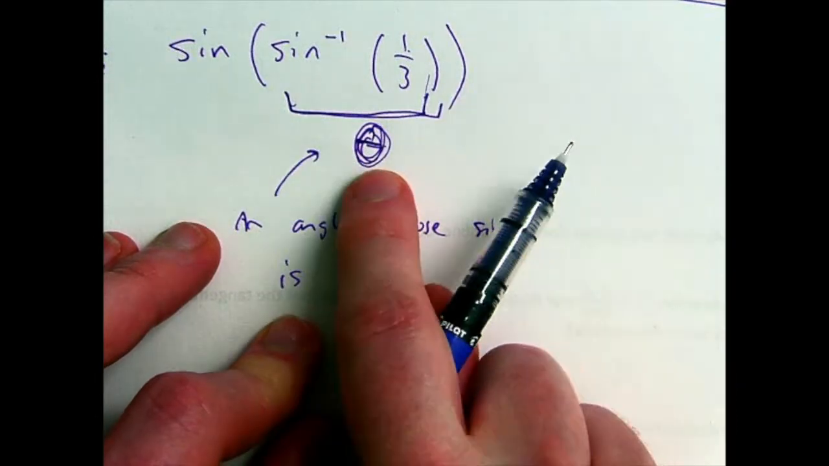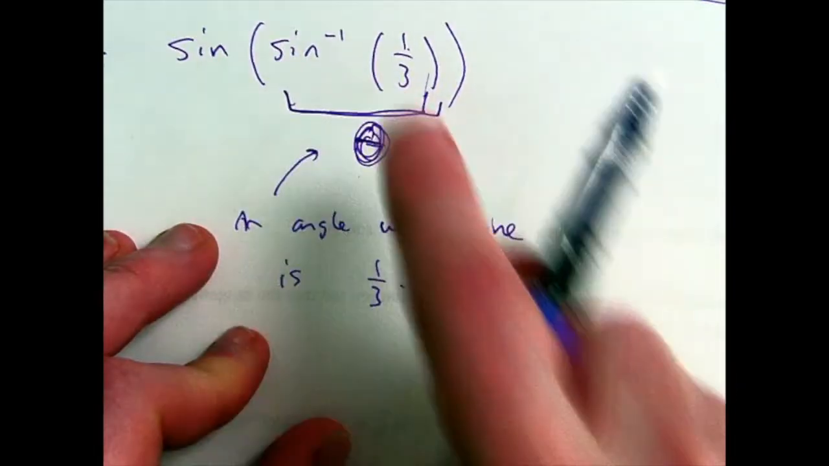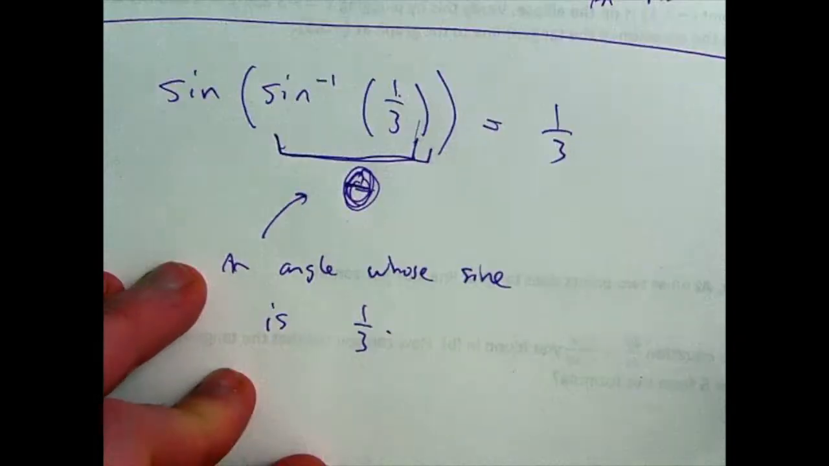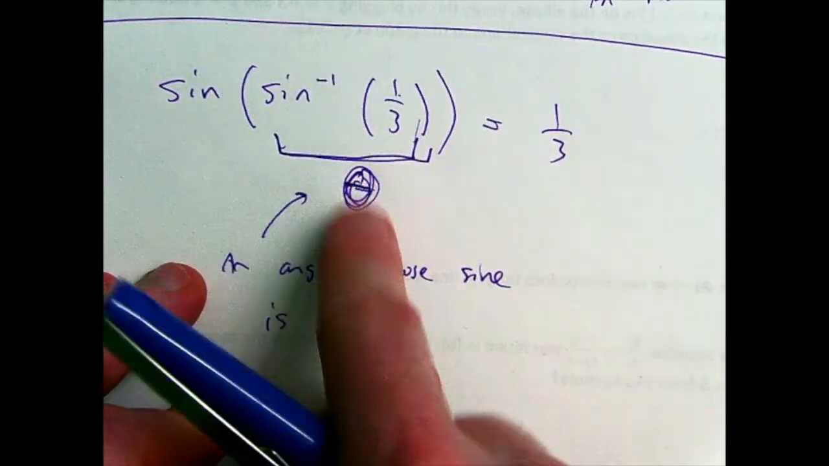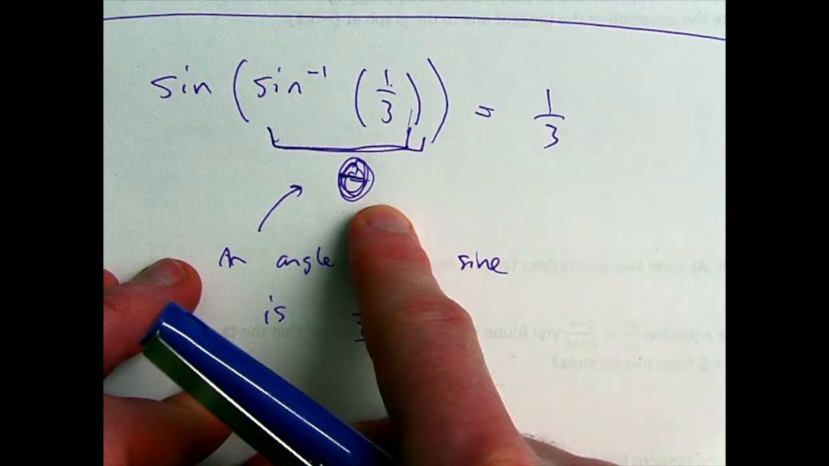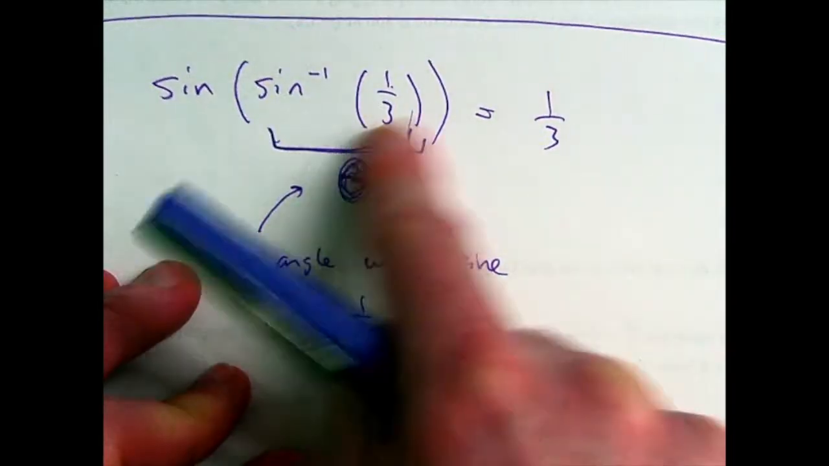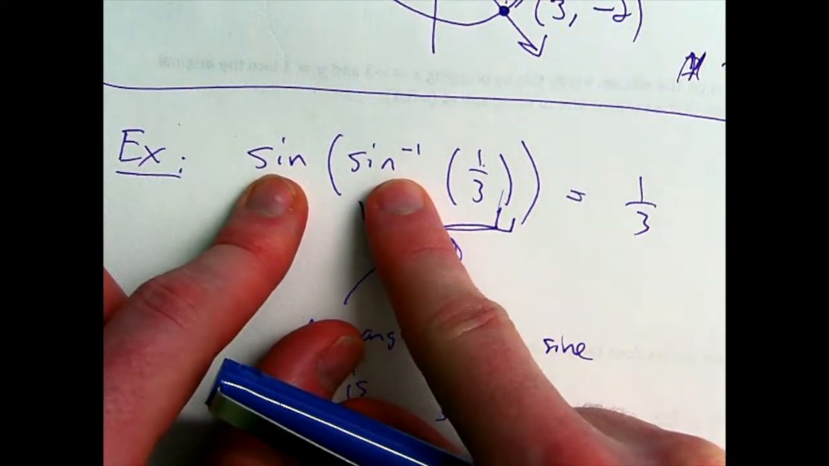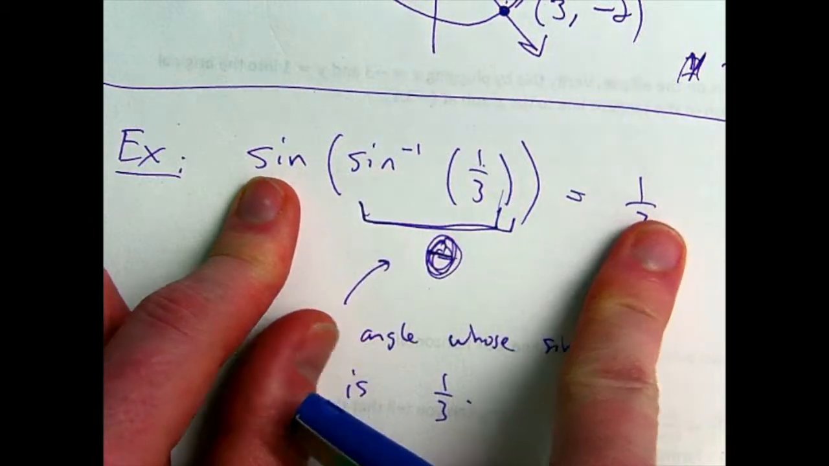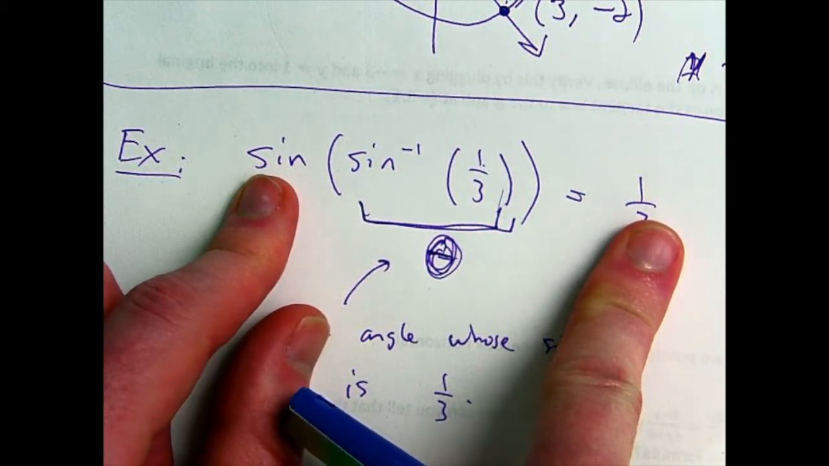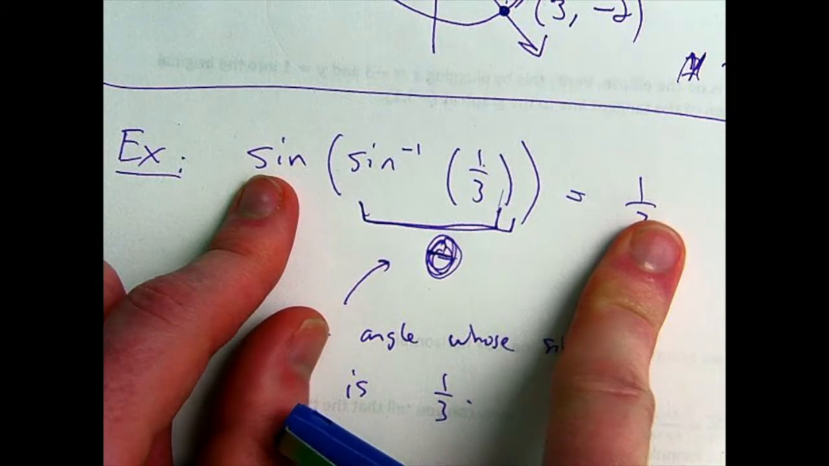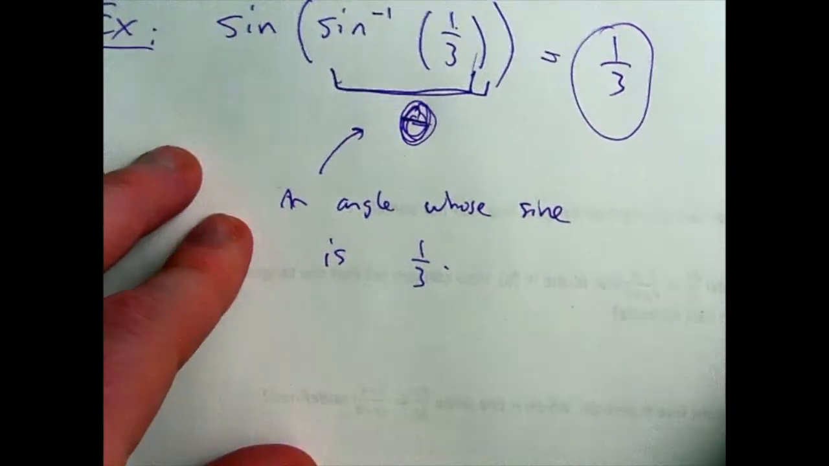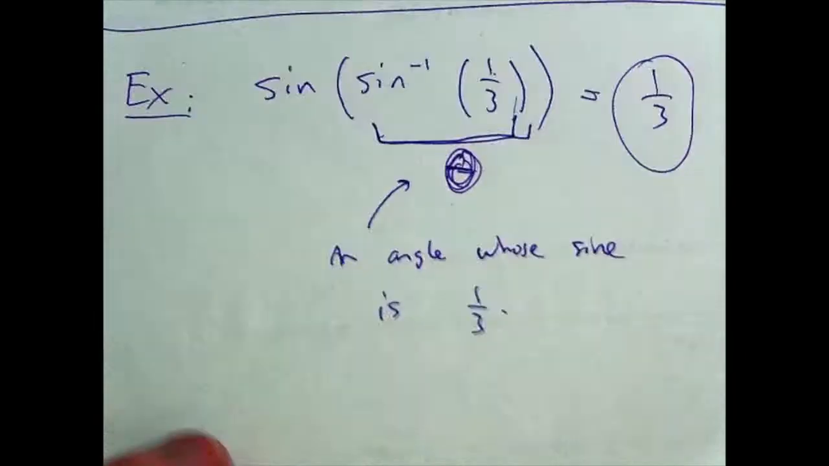Well, what are you doing to this angle theta? You're taking the sine of it. Well, that's going to give you 1/3, right? By definition, this angle here is an angle whose sine is 1/3, so if you take the sine of that, you're going to get 1/3. This is not shocking because you would expect regular sine and inverse sine to cancel out. That's typical of inverse and regular functions: when you compose them, they undo each other. So not surprising that you just get 1/3. You could draw the triangle and the circle like we did before, but you just get 1/3.